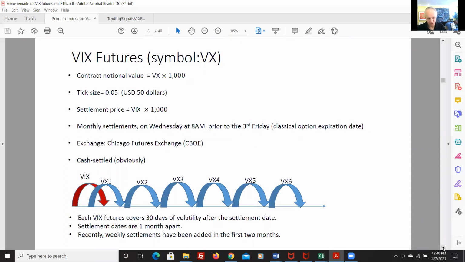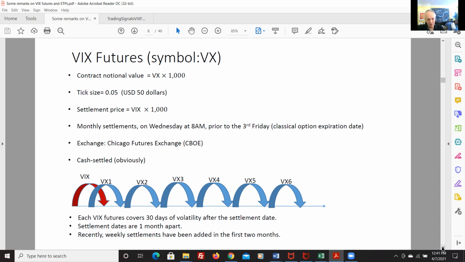Well, depending on where you look at it, you can apply one of the classic statistical tests. And now you have the VIX futures. When we talk about VIX futures, the tick size is 5 cents, but the value is 1,000. So basically the notional contract is about 20,000. It's VIX times 1,000.